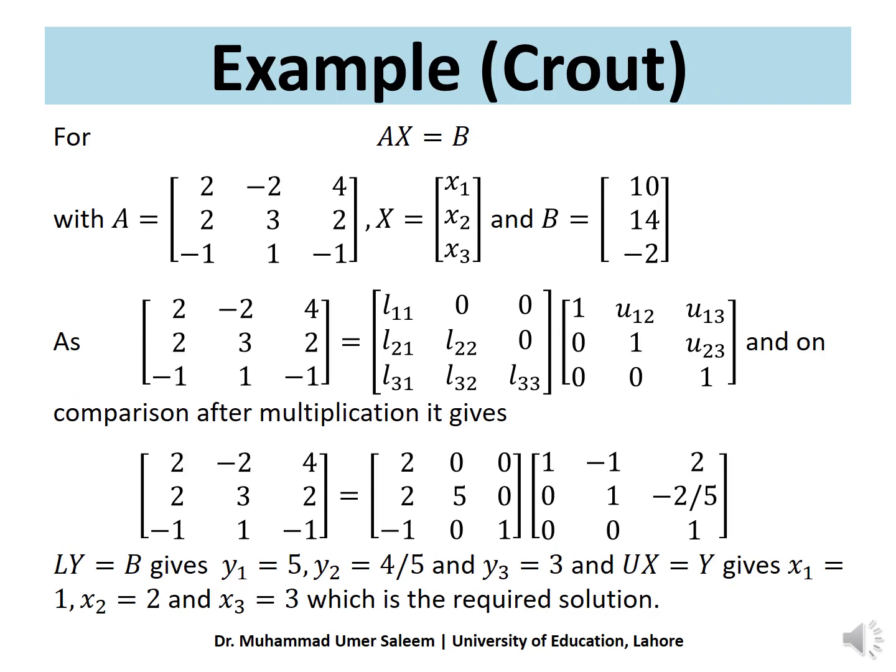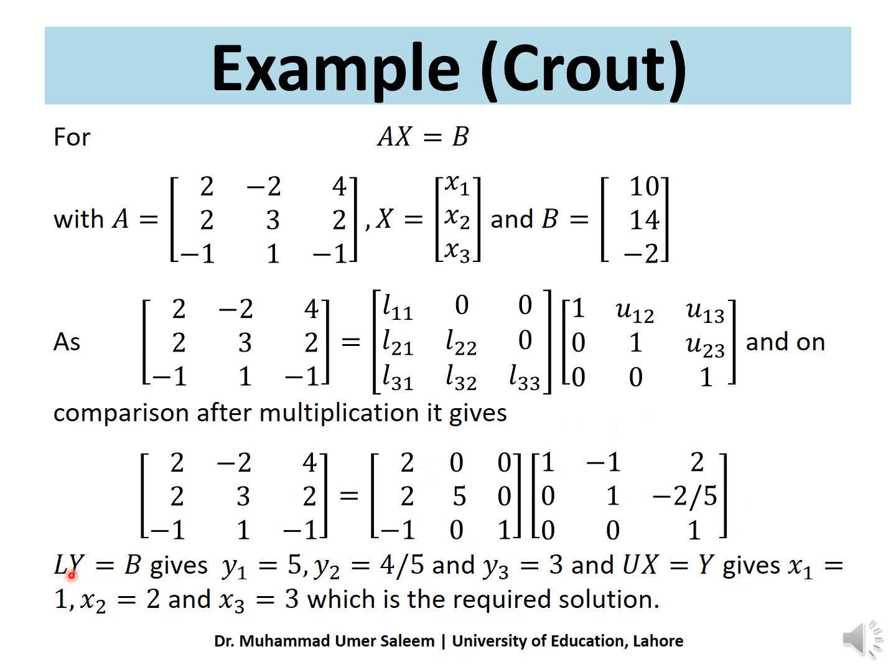Now, example for Crout's method. Here we consider this matrix A. So in Crout's method, L will be a lower triangular matrix, whereas U will be a unit upper triangular matrix. So multiplying these two matrices, comparing and solving for unknowns, you will get the following answers. So this will be your lower triangular matrix and this will be your upper triangular matrix. You have to do all these calculations, so please check all these calculations.